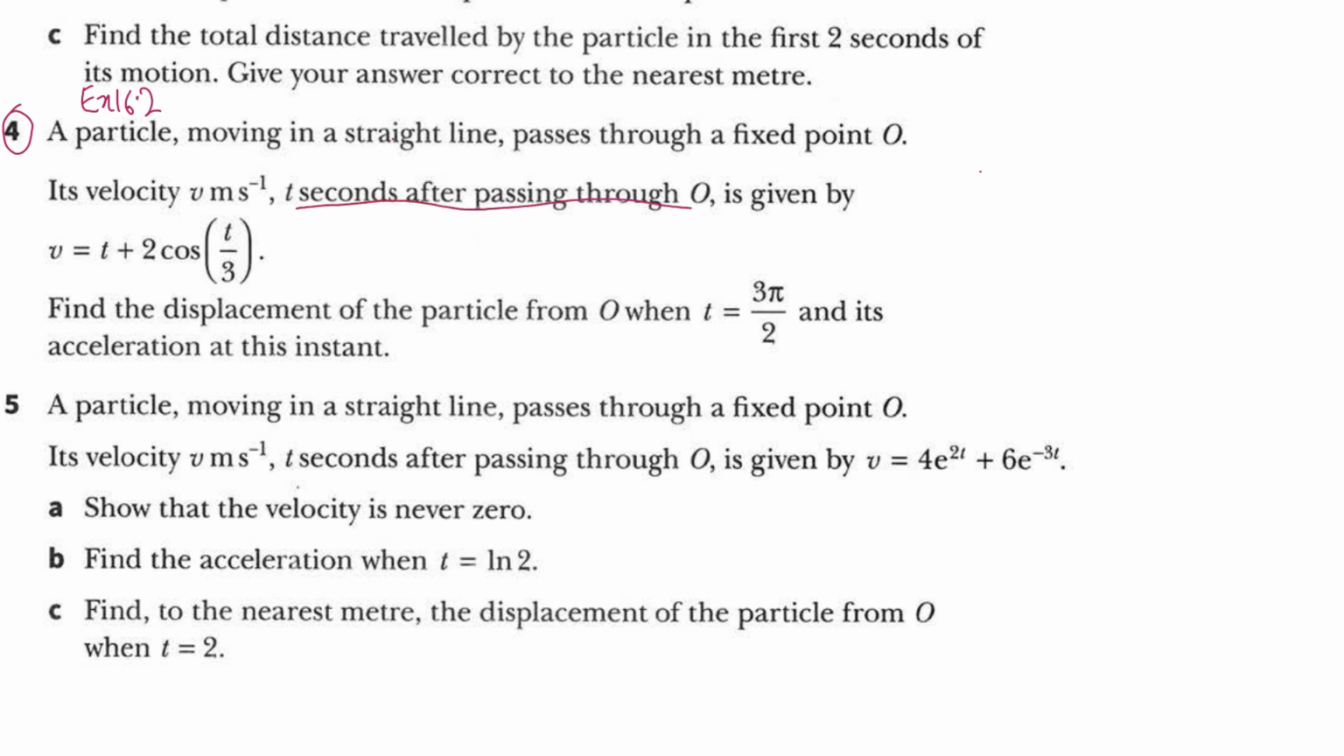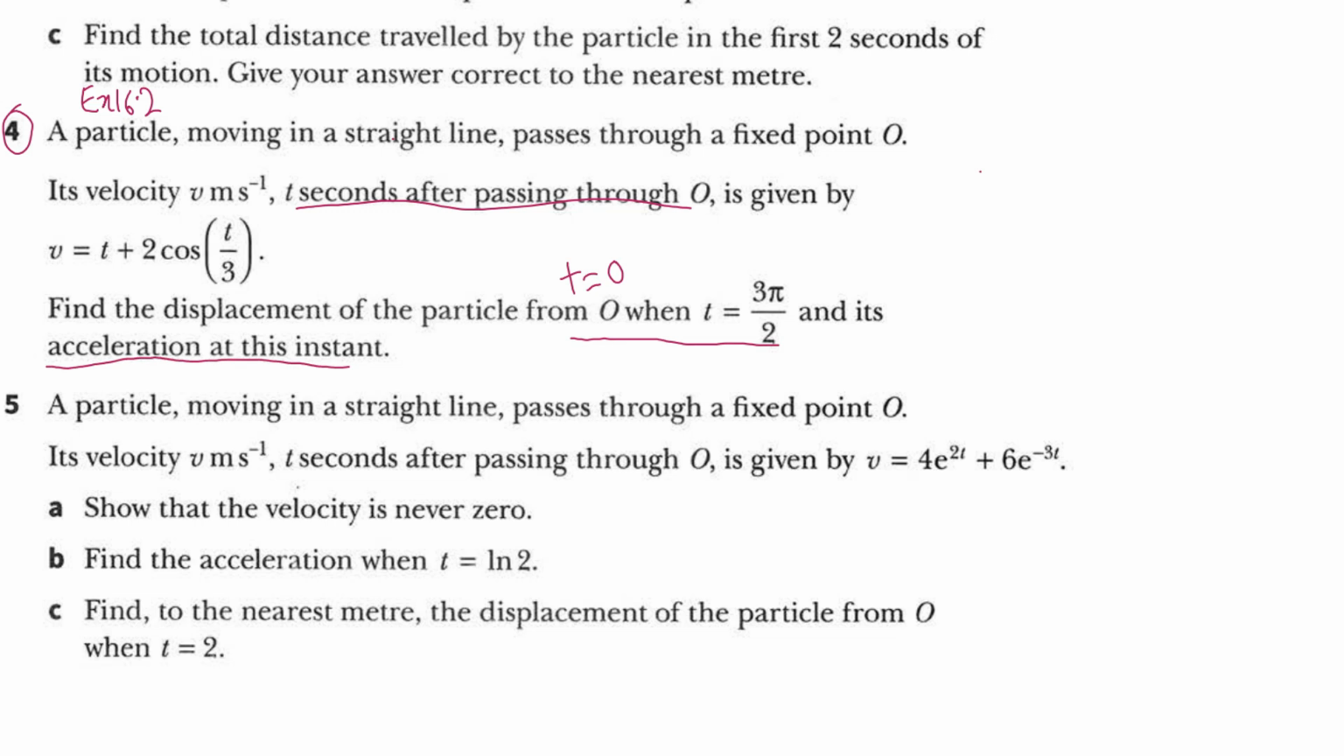Now the question is to find the displacement of the particle from O when t equals 3 pi by 2. So in this time interval, from O means we need to put t equals 0, from 0 to 3 pi by 2, they are asking us to find the displacement. This is the first question. Then the second question is its acceleration at this instant.